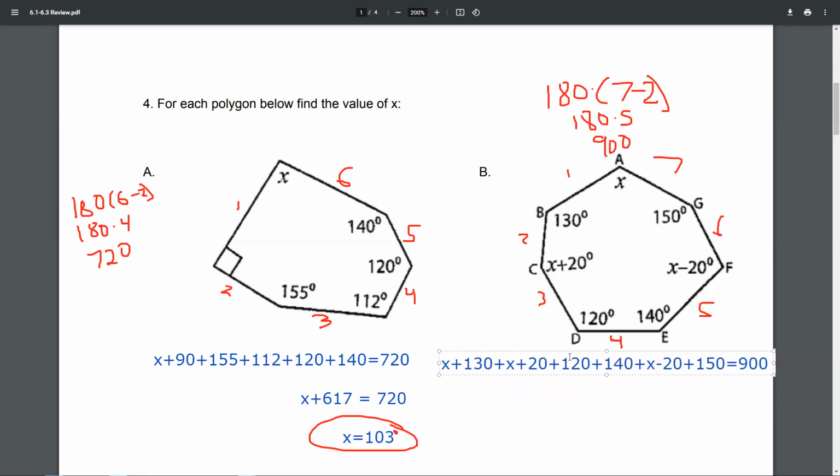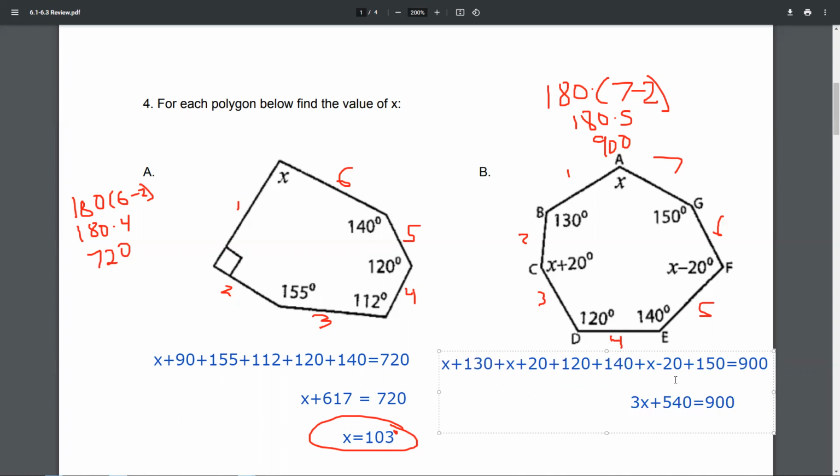Okay. And then I'm going to combine like terms. So I have 3 x's, so it's going to be 3x. When I add that all up, I got a minus 20 and a plus 20, so I have to make sure I do the minus for that 20. Okay, and when I do that, I end up with 540. So 3x plus 540 equals a total of 900.